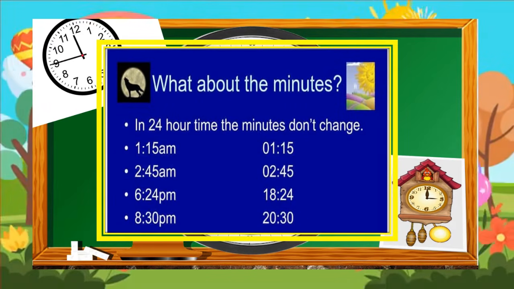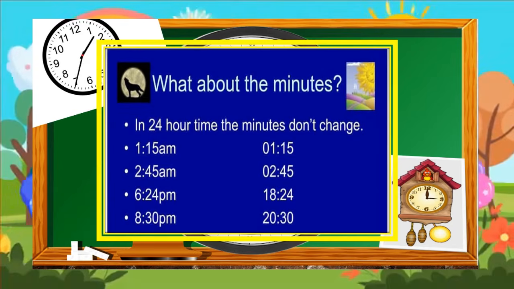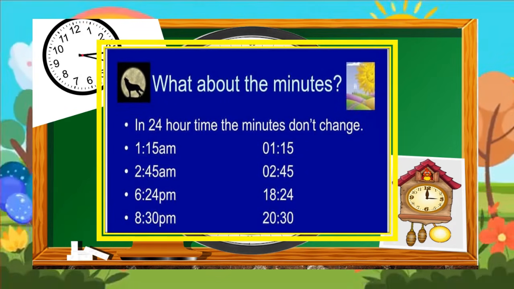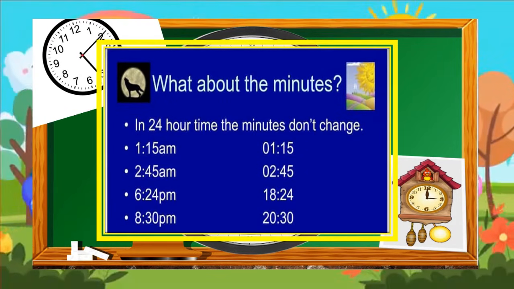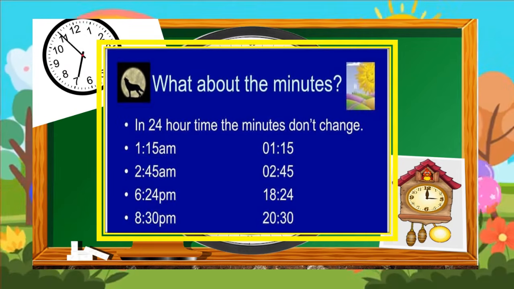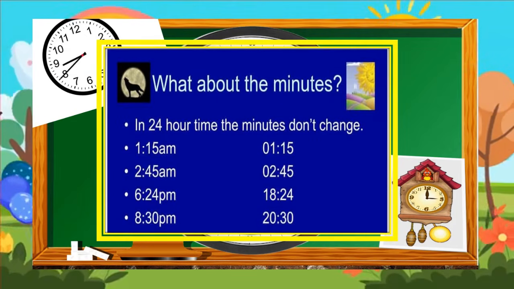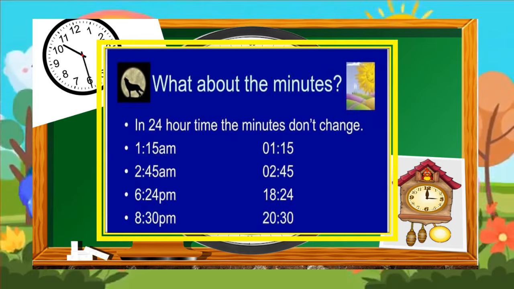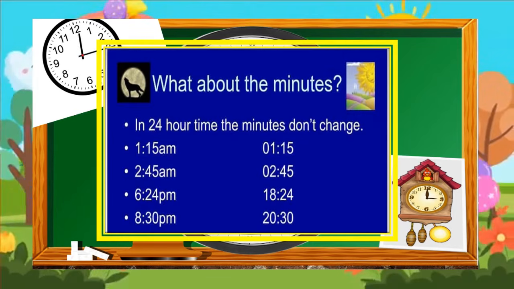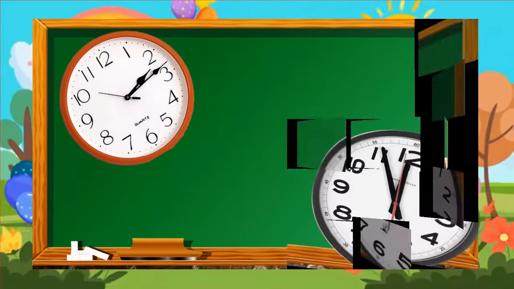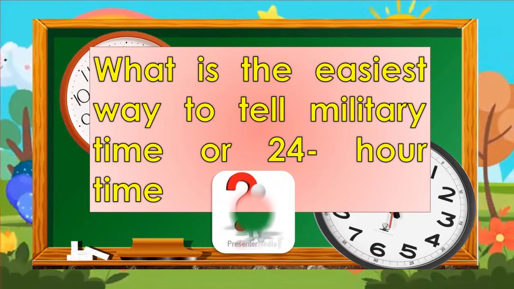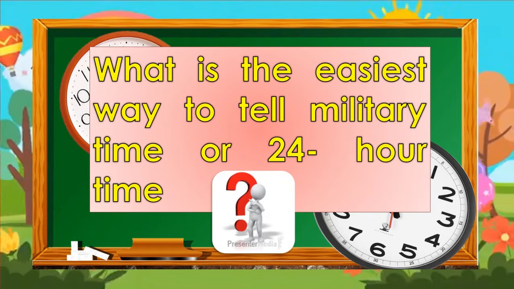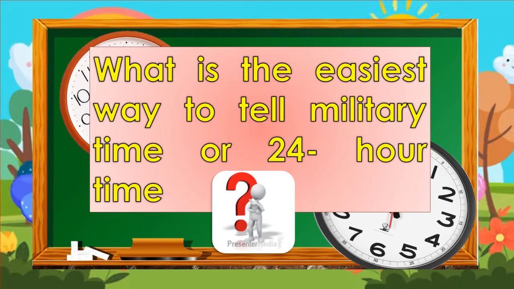Another example, we have 6:24 PM, while in the 24-hour clock, we say it as 1824 hours. And lastly, we have here 8:30 PM, and in the 24-hour clock, we say it as 2030 hours. What is the easiest way to tell military time or 24-hour time?